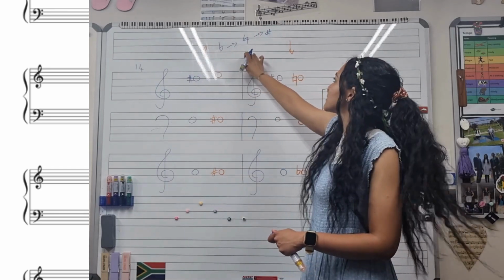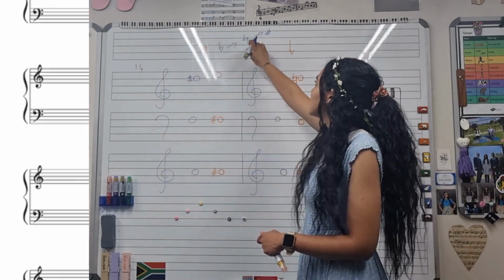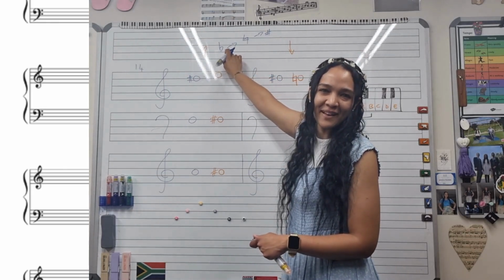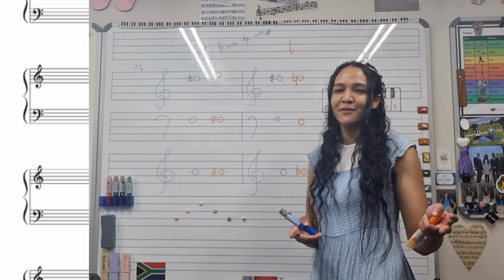Flats are lower than naturals, which are lower than sharps, and obviously the opposite is true. Sharps are higher than naturals, which are higher than flats. And excuse the glare on the board, we have lights and we have a phone camera.